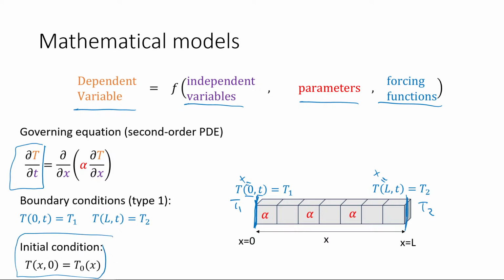Because in a steady state, you don't need the initial condition, because it will converge to this condition anyway. But in the transient state, you would need to know the initial condition, because if this is ice cold versus boiling hot, yeah, this is the initial condition of your system. Okay, so that's basically a mathematical model.